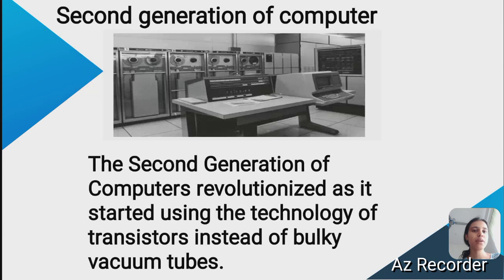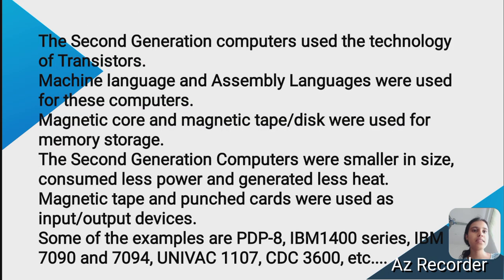Second generation of computer. The second generation of computers revolutionized as it started using the technology of transistors instead of bulky vacuum tubes. The second generation of computers use the technology of transistors. Machine language and assembly language were used for these computers. Magnetic core and magnetic tape or disk were used for memory storage.